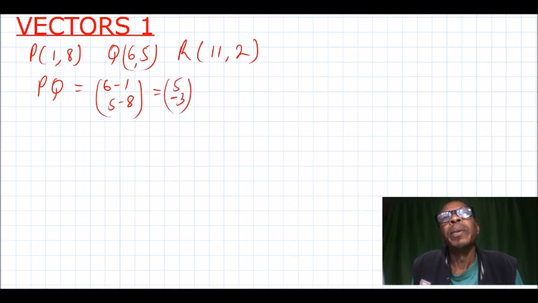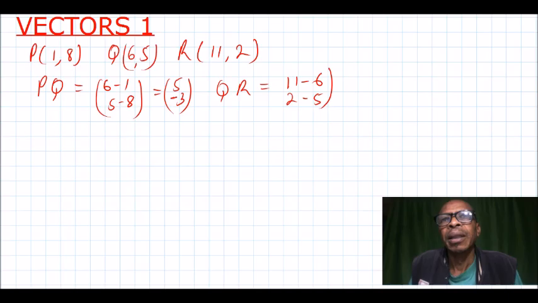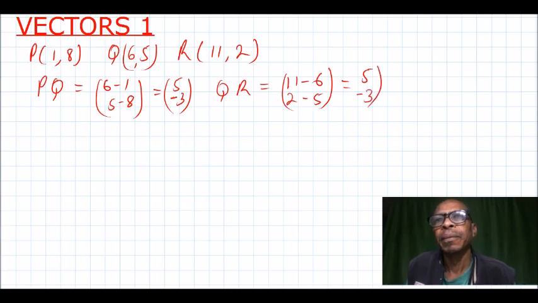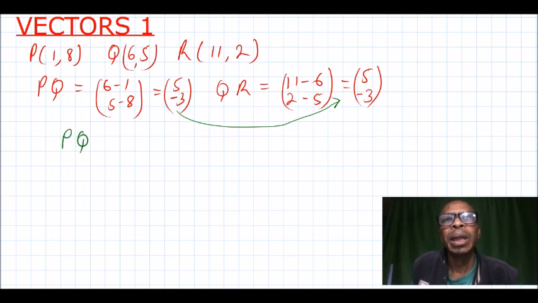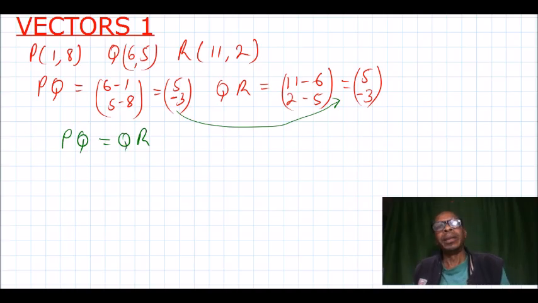We can get PR or even get QR. Let's try QR. QR is equal to 11 minus 6 and 2 minus 5. That will give us 5, and this is minus 3. So you see now, these two vectors are the same. So we can say PQ is equal to QR. Well, you see now they share a common point Q.